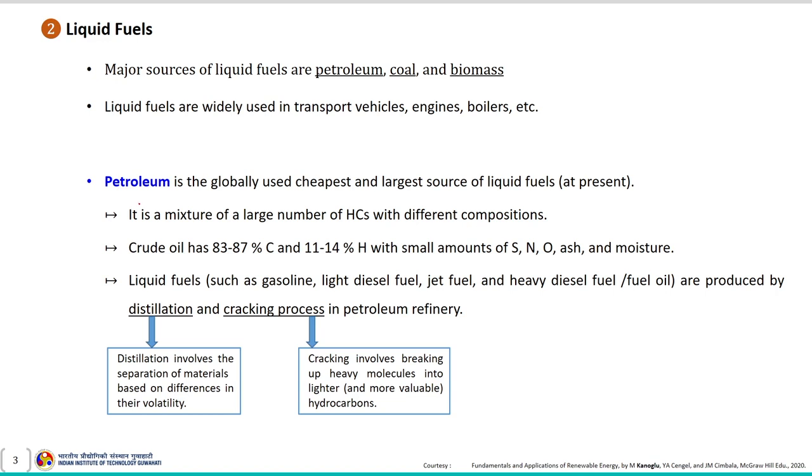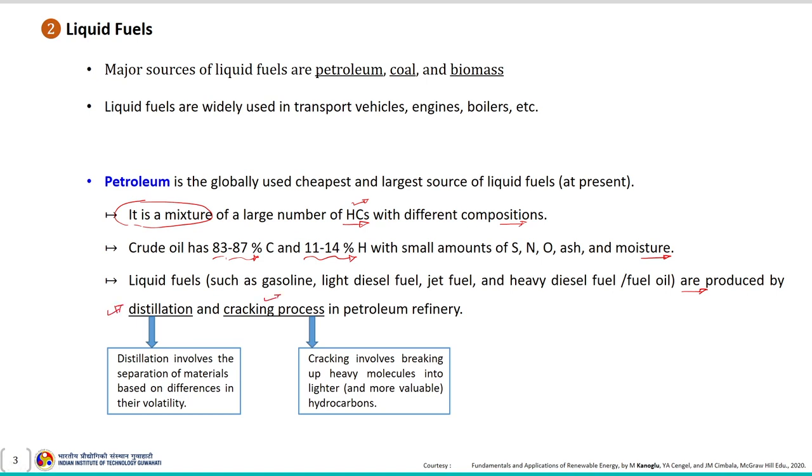And this petroleum liquid fuel is a mixture of a large number of hydrocarbons with different composition, and the hydrocarbons in the petroleum product are mostly alkanes, naphthenes and various aromatic hydrocarbons. Crude oil has around 83% to 87% of carbon and 11% to 14% of hydrogen with small amount of sulfur, nitrogen, oxygen, ash and moisture.